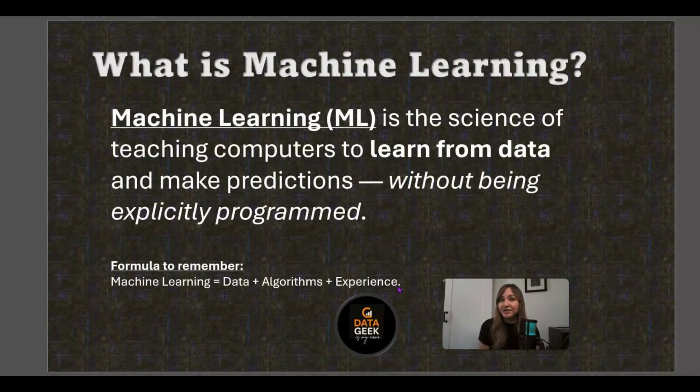So what is machine learning? Machine learning is the science of teaching computers to learn from data and make predictions without having to write every single step or instructions. The computer does it all for you just by reading all the data. So here is a formula that I want you to remember. Machine learning equals data plus algorithms plus experience.